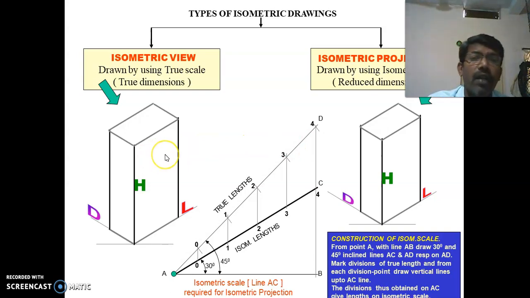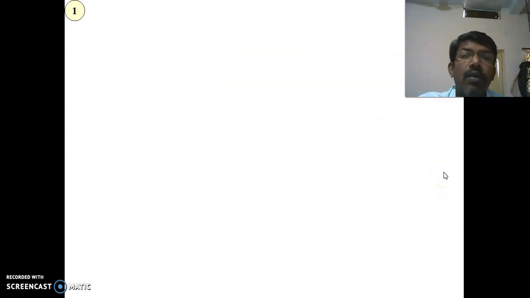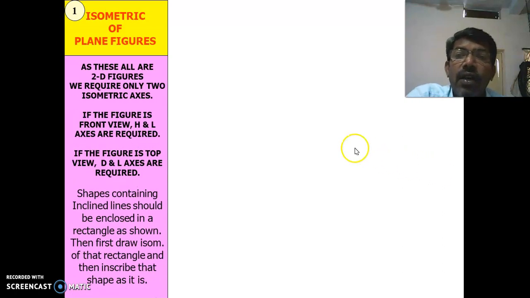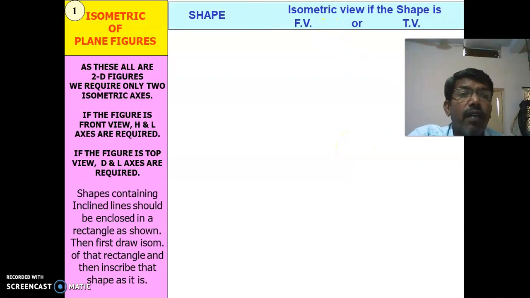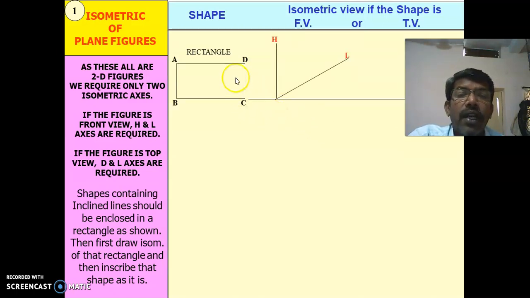Then coming to the next point, isometric views for plane figures. You can see here what shapes there are: the isometric shapes, the shape of the front view and the shape of the top view, you will get it. It's a rectangle. So how do you form a rectangle here? Here this is a length and this is the height of an object.